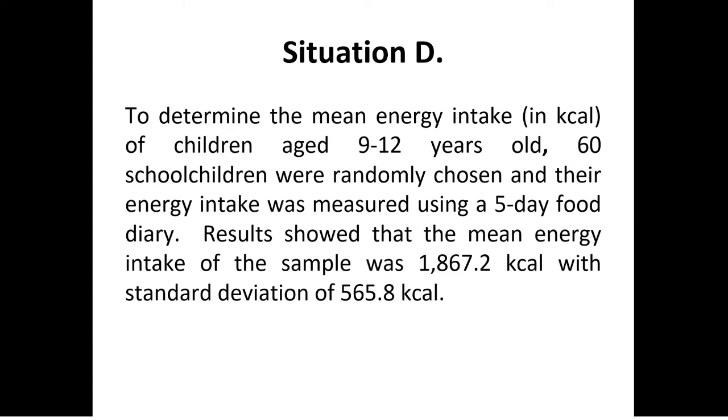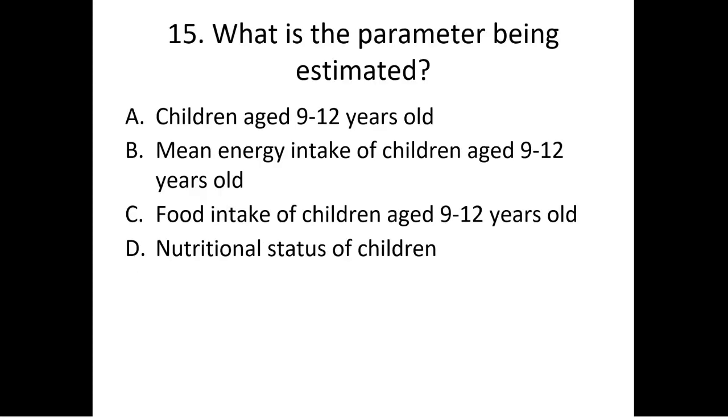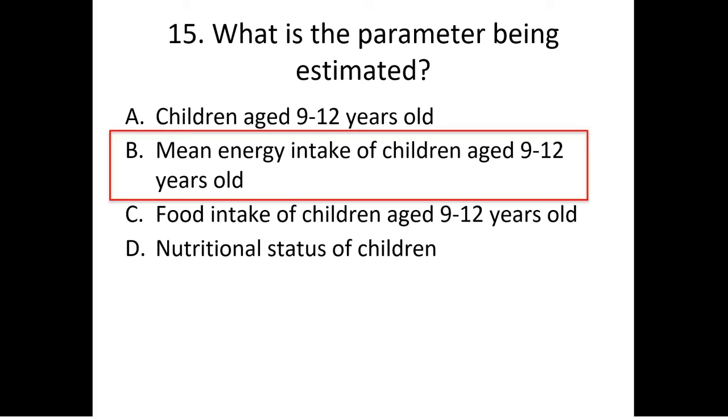Now we jump to situation D. To determine the mean energy intake in kilocalories of children aged 9 to 12 years old, 60 school children were randomly chosen and their energy intake was measured using a 5-day food diary. Results show that the mean energy intake of the sample was 1,867.2 kilocalories with standard deviation of 565.8 kilocalories. The first question is, what is the parameter being estimated? This seems like a giveaway because all of the other choices do not have any parameter. So you would immediately answer choice B, mean energy intake of children aged 9 to 12 years old.